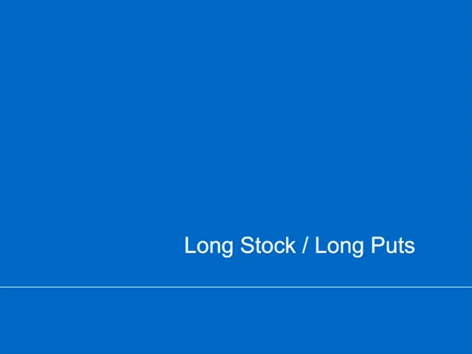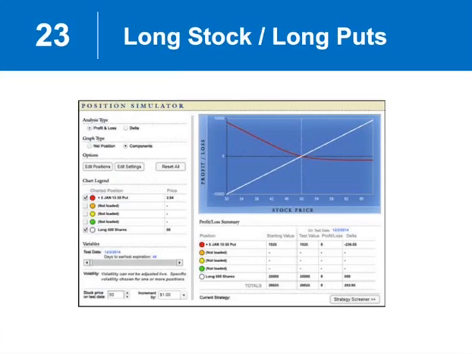So let's talk synthetics here a little bit. Long stock, long puts. All right, and you can see the white line in the position simulator slide suggests the long stock position. We make money to the upside, lose money to the downside. The red line represents the put position, and you can see that red line to the right goes horizontal, so we can lose whatever debit we paid for that put.